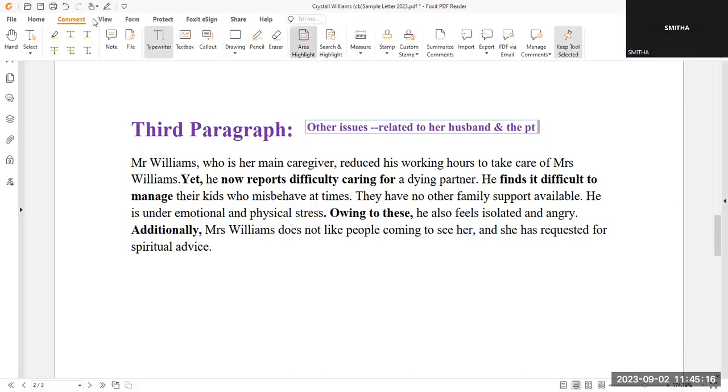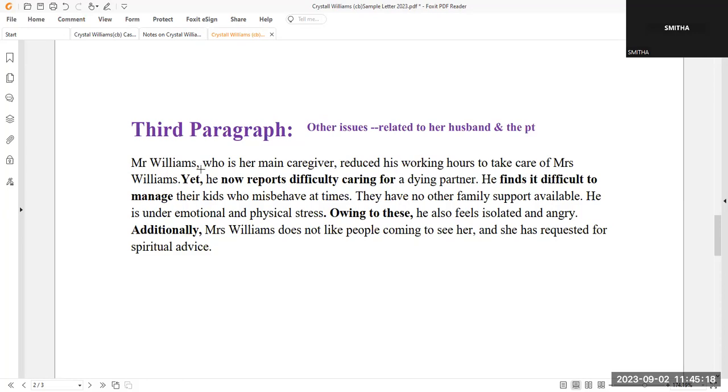Yes, ma'am. Mr. Williams, who is her main caregiver, reduced his working hours to take care of Mrs. Williams. Yet, now reports difficulty caring for a dying partner. He finds it difficult to manage their kids who misbehave at times. They have no other family support available. He is under emotional and physical stress. Owing to this, he also feels isolated and angry.